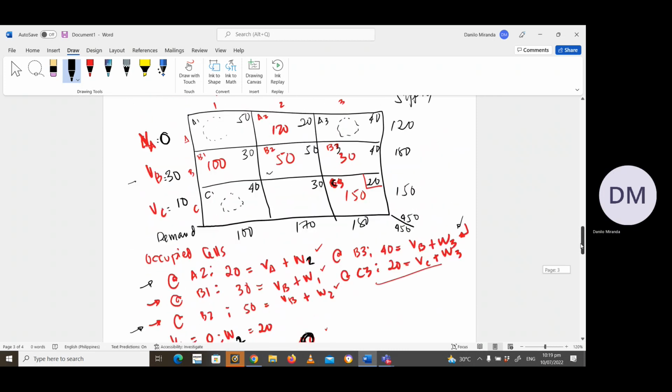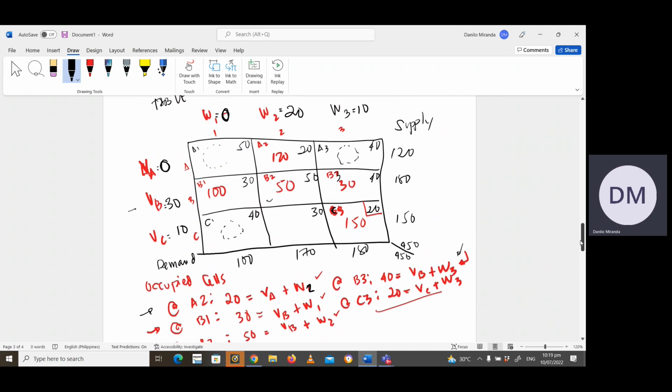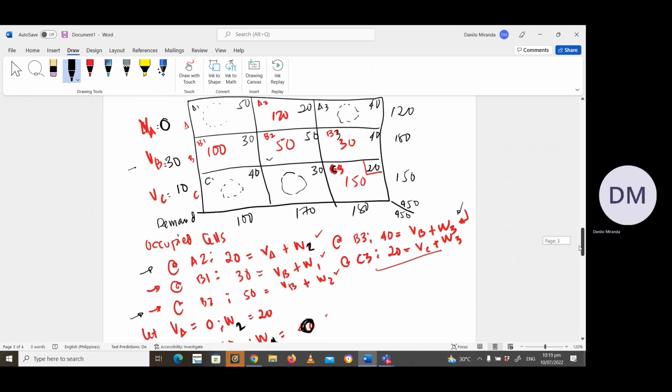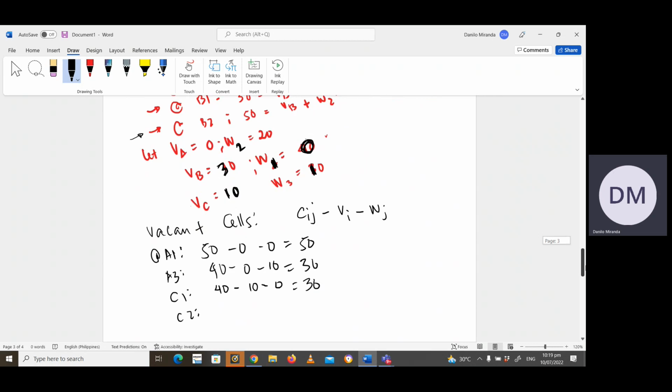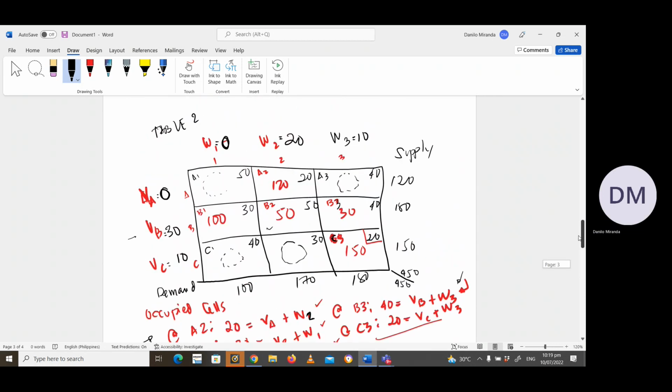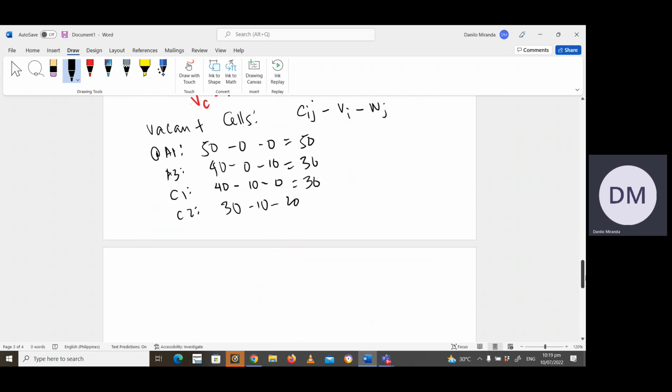And last, yung C2. Okay? Ang C2 mo is 30. Ito guys, no? Ito yung C2. 30 minus 10 minus 20. So, 0. Diba? 30 minus 10 minus 20. Double check. 10, 20. So, 0. So, 0. Ayan. So, puro positive na siya. So, optimum solution na tayo.